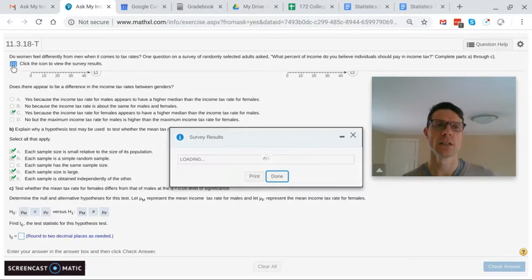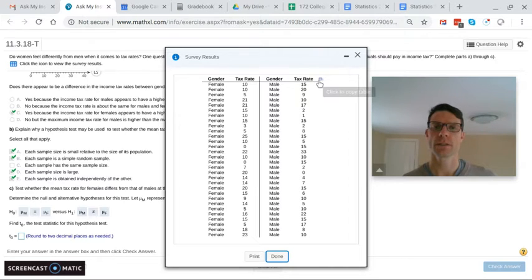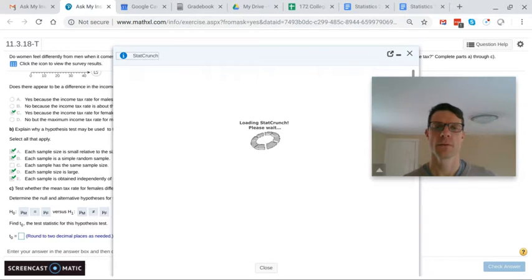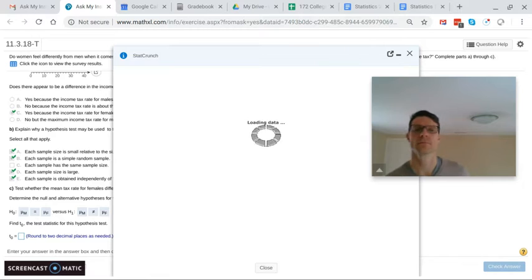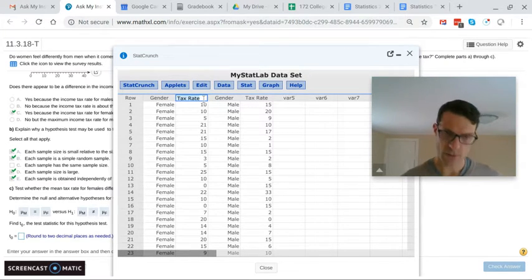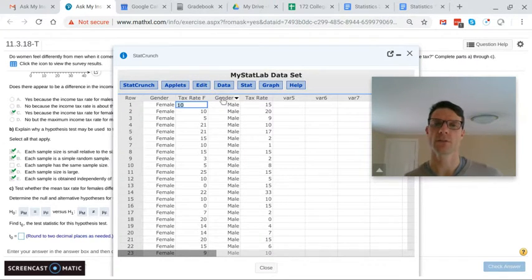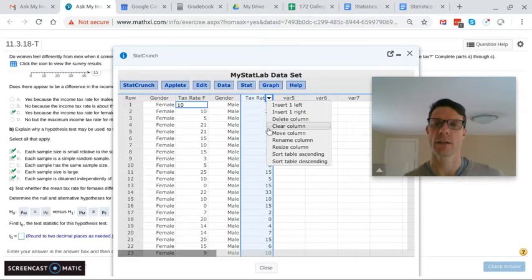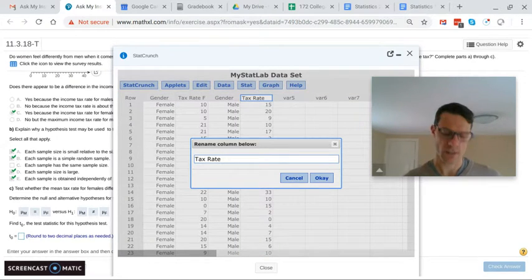This is one where they actually, instead of giving you a summary, give you the raw data. And so we're given this table where we have all the female respondents reporting here and all the male respondents reporting here. It was nice to rename this. You'll see in a second why once I'm using the calculator. I still want to keep it tax rate, but I'll include an F there just so I know that that's the female. And I'm going to make this tax rate M for male.